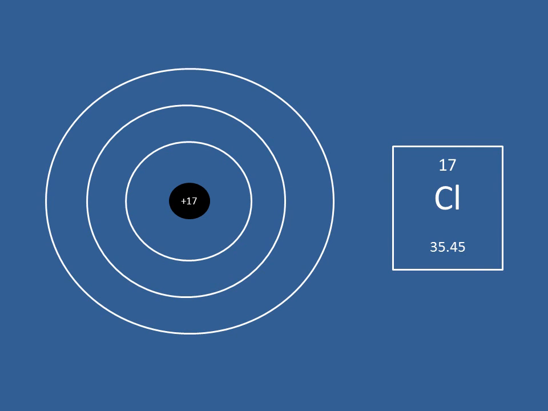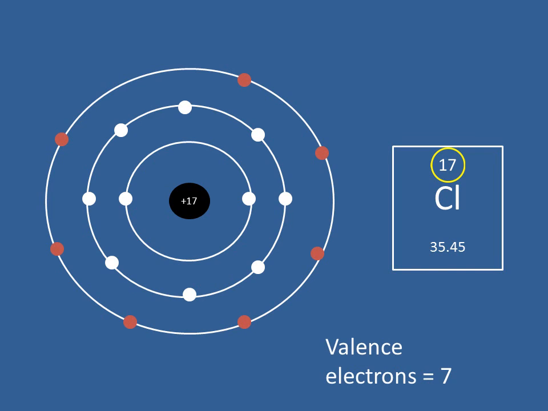Finally, for chlorine, we need to balance the 17 positive charges in its nucleus with 17 negatively charged electrons, so we put 2 electrons in the first shell, 8 electrons in the second shell, a total of 10 so far, and the remaining 7 electrons in a third shell. Chlorine then has 7 valence electrons.